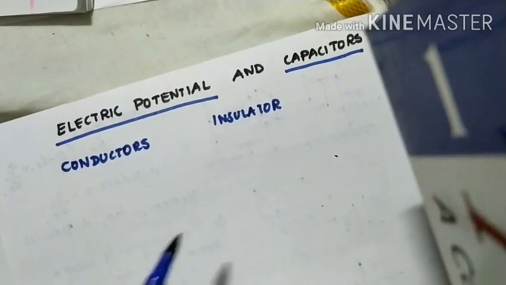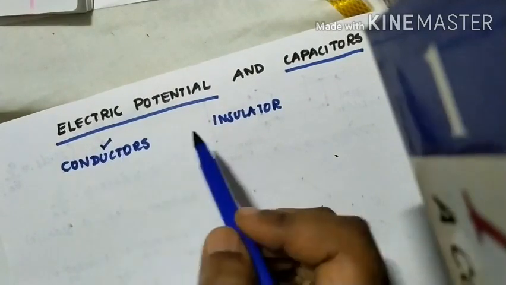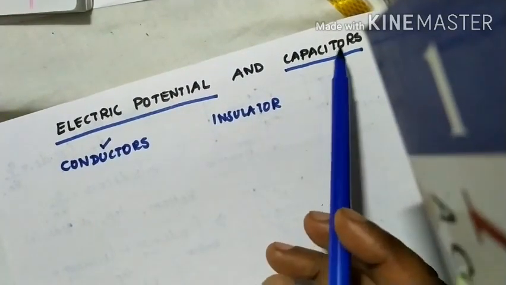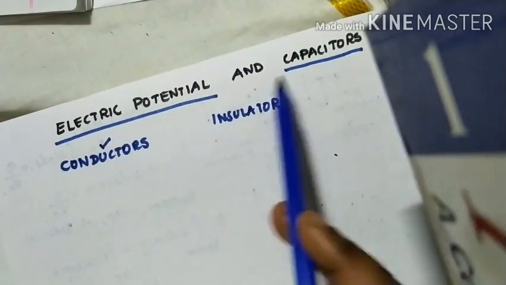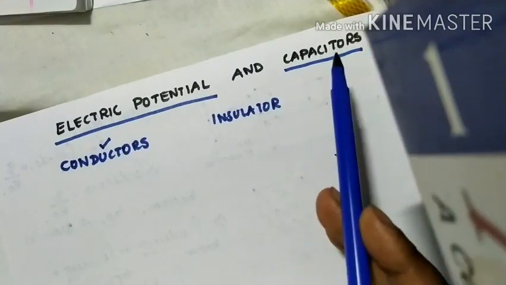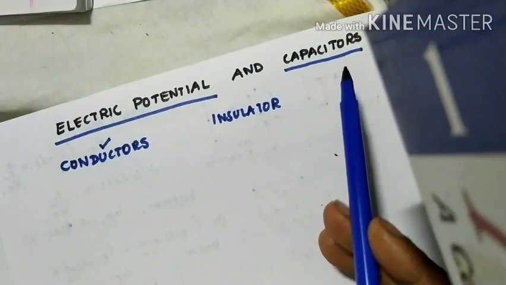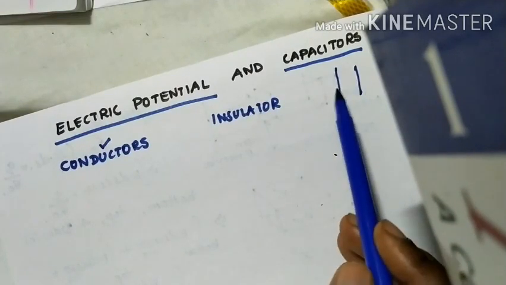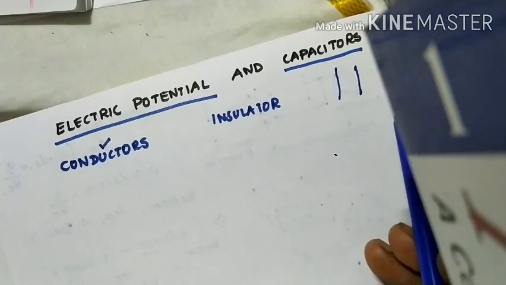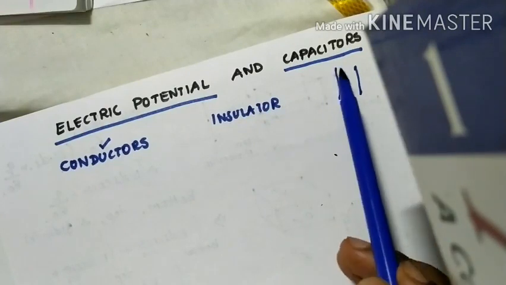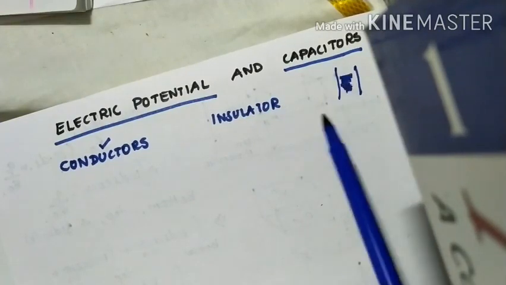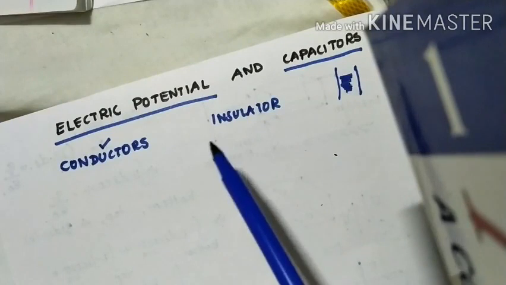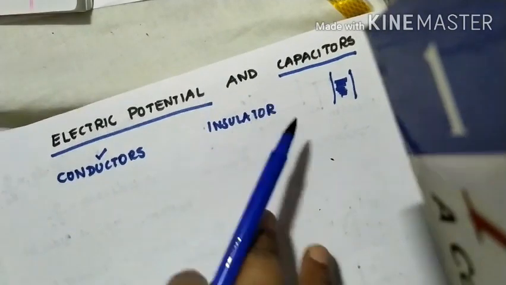Right, so first we will be dealing with conductors here, and a capacitor is a collection of conductors. You might have heard about parallel plate capacitors, etc. A parallel plate capacitor consists of two parallel plates, and these two parallel plates are obviously conductors. In between them they are going to have an insulator, that we will deal with later on. Right, so let's move on with conductors.